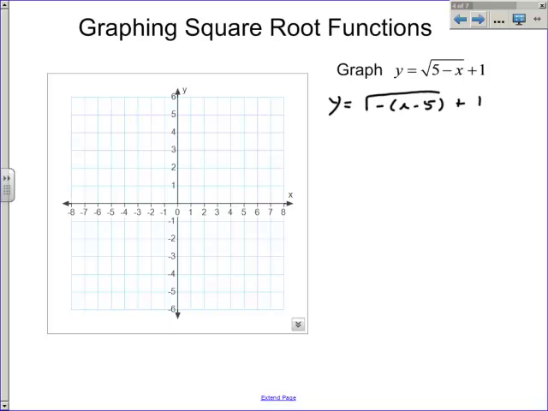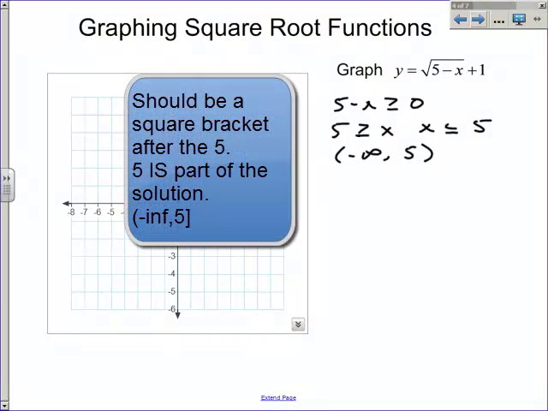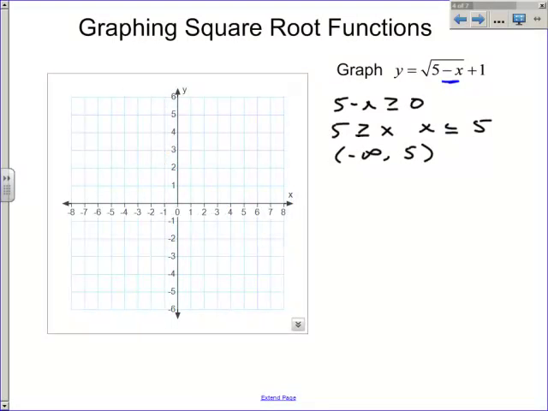First of all, I want to figure out what's the domain of this graph by setting what's underneath the radical greater than or equal to 0. So I'm going to say 5 minus x is greater than or equal to 0. 5 is greater than or equal to x, so x is less than or equal to 5. The domain of this graph actually goes from negative infinity to 5. Why? Because this negative in front of the x here means the graph is going to flip horizontally. So in this particular case, my graph, instead of heading off to the right, is going to head off to the left.